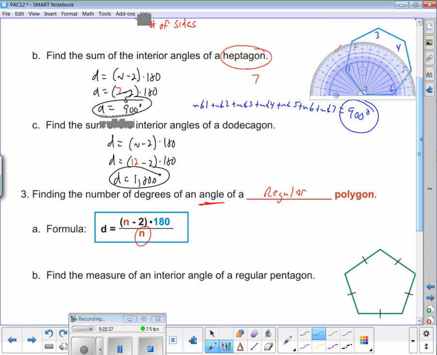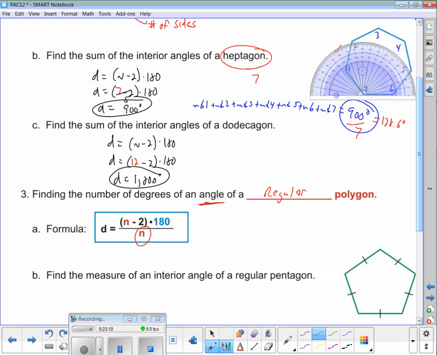So let's go back up to this one. How many angles were in this polygon? 7. Divide 900 by 7, and we'll find out exactly how many degrees each of these angles are. Say it when you got it. So round off to one decimal place, 128 point. Now we know the number of degrees of each angle.